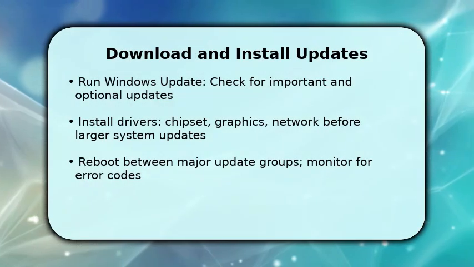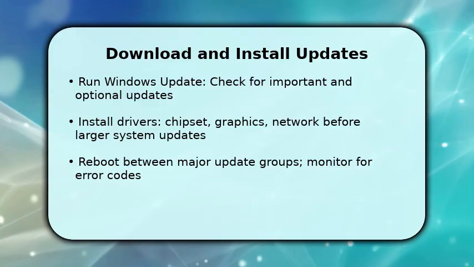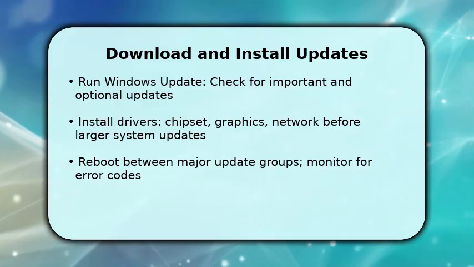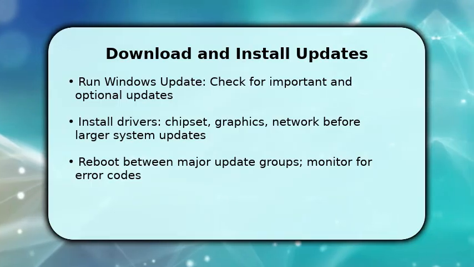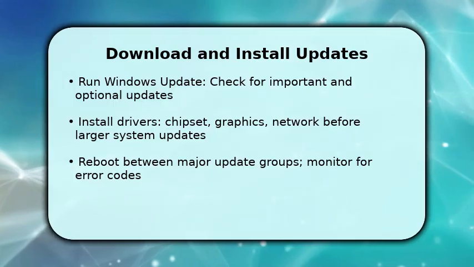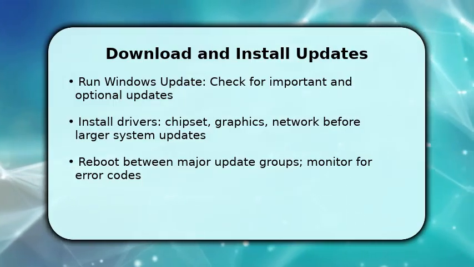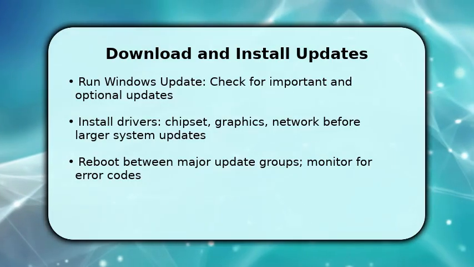You now proceed to Windows Update and select Check for updates. Install all important updates first, then optional ones as needed. While updates download, go to the manufacturer site and get the latest chipset, graphics, and network drivers. Drivers often resolve stability or boot issues. Install drivers before cumulative updates when possible.